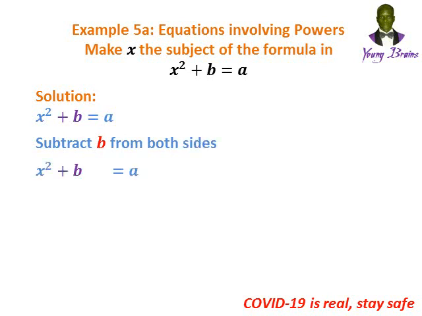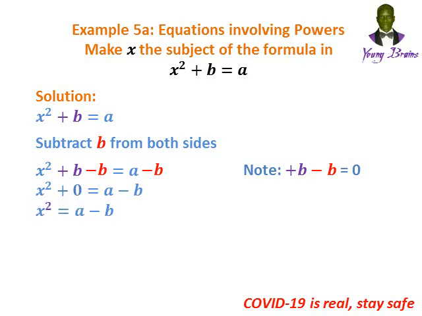We have x squared plus b minus b equals a minus b. Note that b minus b equals 0. Then we have x squared plus 0 equals a minus b. It then becomes x squared equals a minus b.